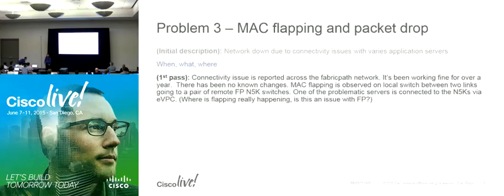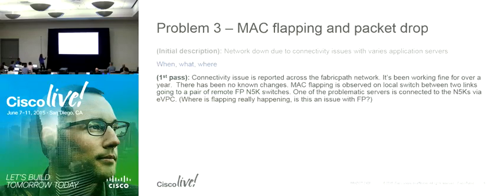So connectivity issue is reported across Fabric Path network. This actually went to our sister team, who are very proficient with MAC flapping and packet drop type of issues. But as soon as they see Fabric Path network, they get a little panic. They're like, that's something that I don't know, we can't handle it, escalate. So that escalated to my team.